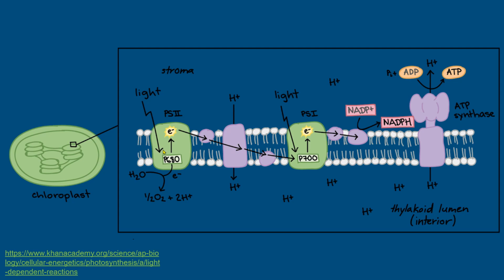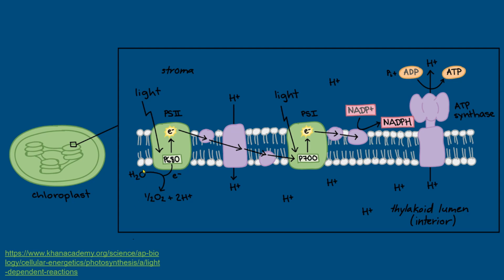However, we're going to go back here for a second. Since P680 donated its electron, it becomes an ion, right? It becomes P680+ because it lost negative charge. P680+ is a very strong oxidizing agent, meaning that it causes other molecules to lose electrons very easily.